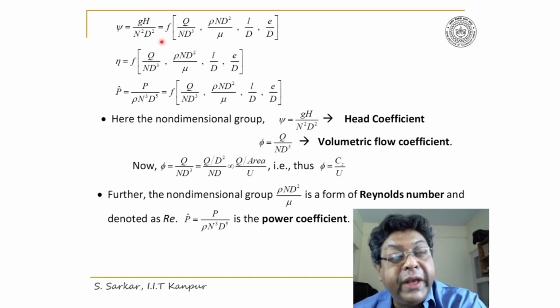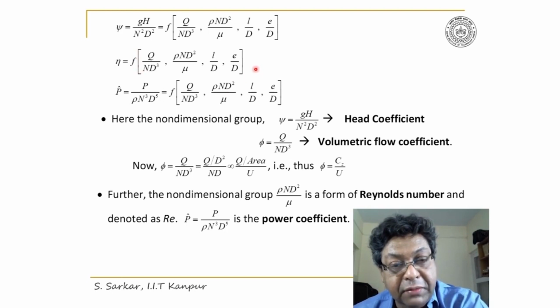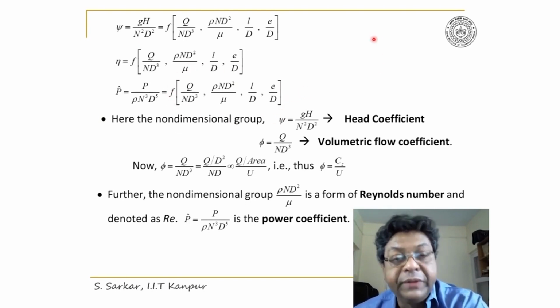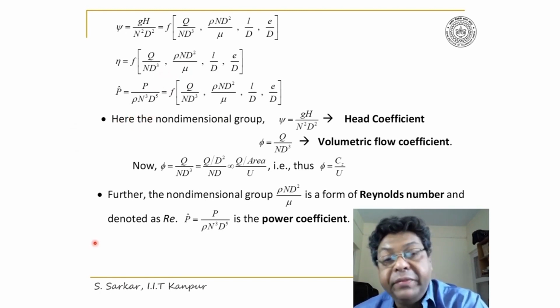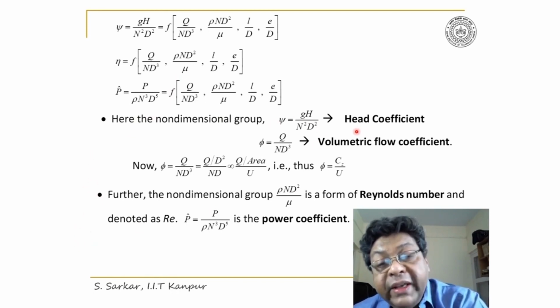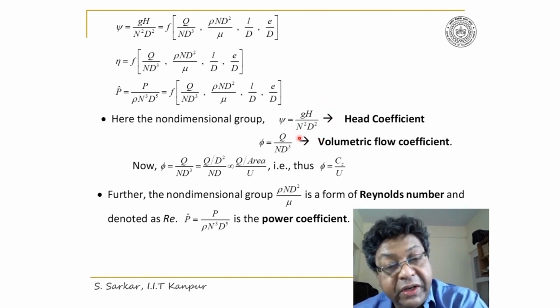Similarly, eta can be expressed as a function of these non-dimensional groups, and P tilde also can be expressed as a function of these non-dimensional groups, where P tilde is equal to P divided by rho N cubed D to the power 5. Now here xi is called the head coefficient. Xi is equal to gH by N squared D squared. This is a non-dimensional pressure, non-dimensional head.